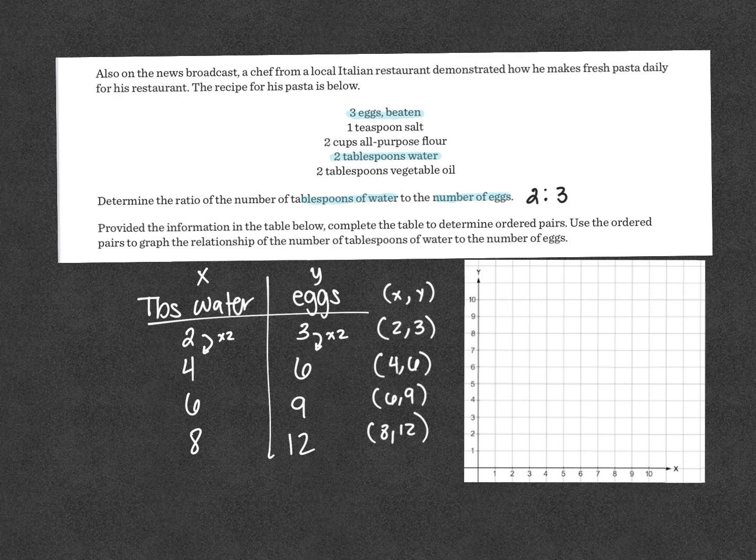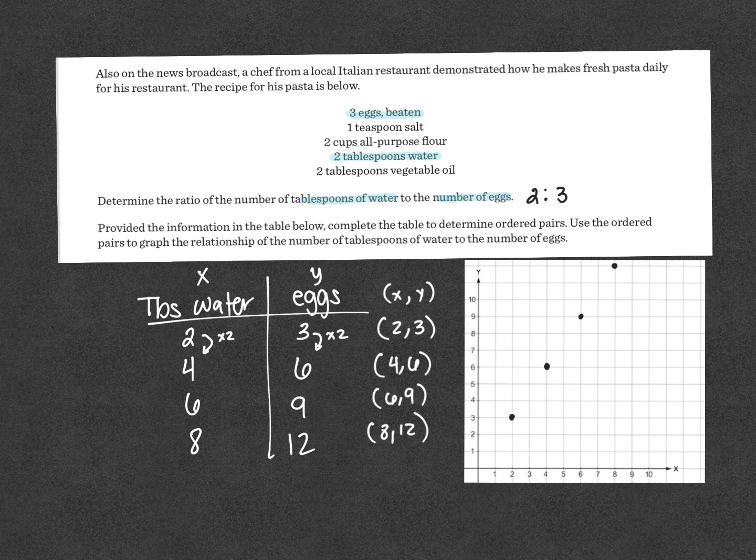So we're going to go over. We're going to use our x-axis first. 2. I'm going to show you with my point, right? So we're going to go over first. So here's 2. And then we're going to go up to 3. So my first point is going to be right there. So there's my (2, 3). Okay. Then I have (4, 6). So again, over and up. (4, 6). Then (6, 9), over and up. And then (8, 12), over and up.